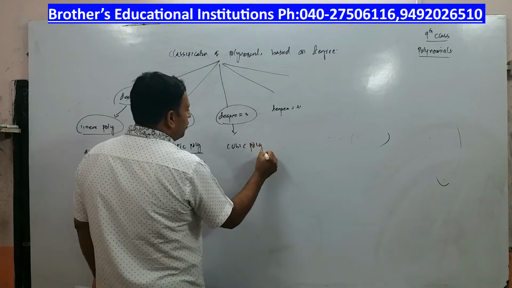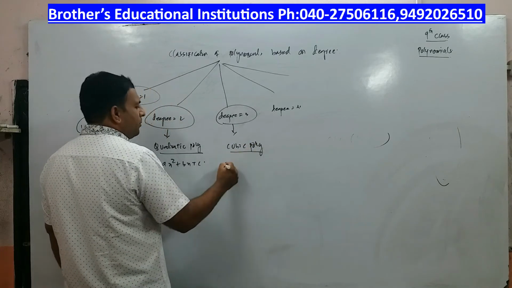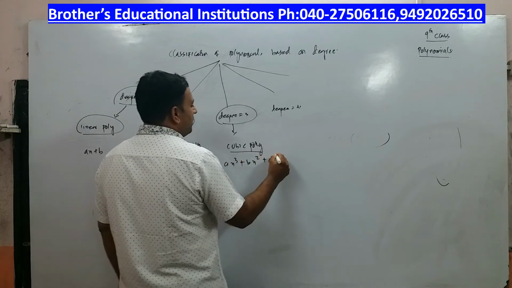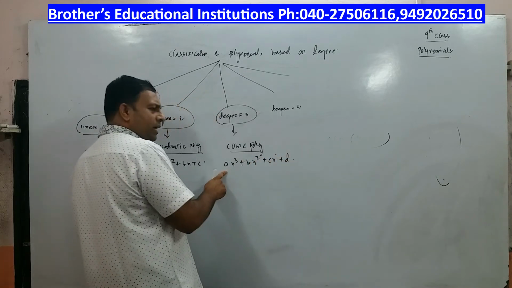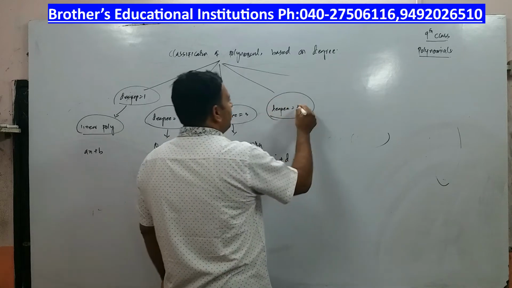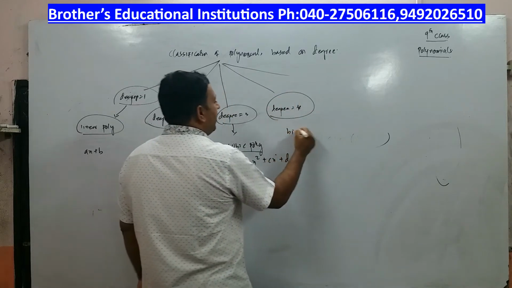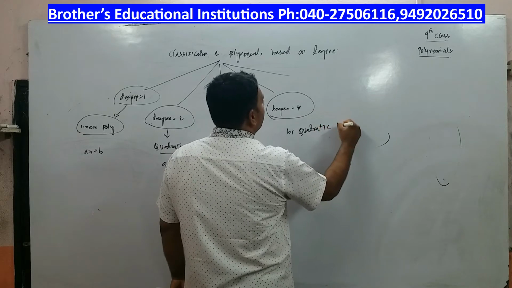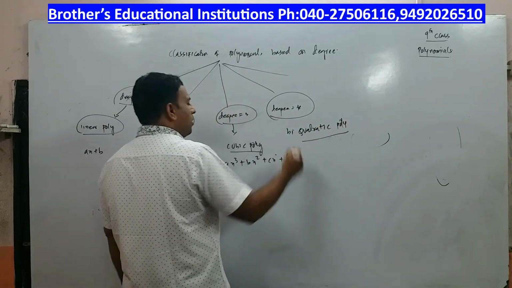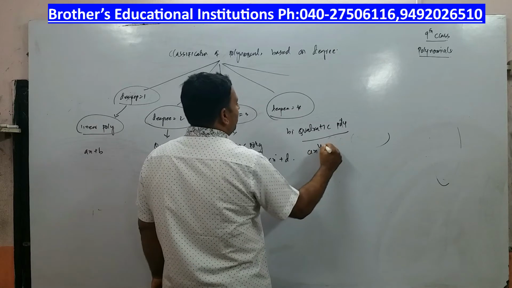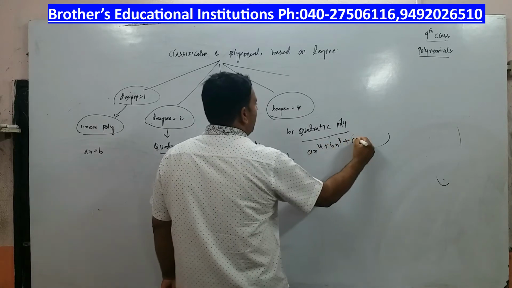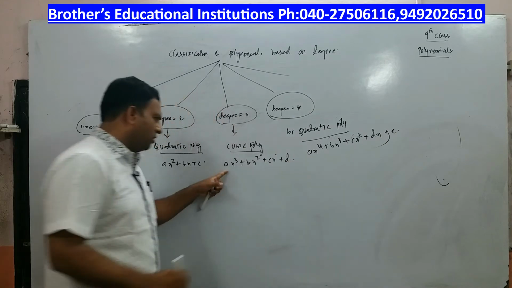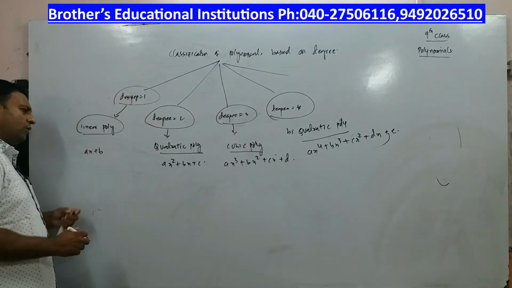What is it called as? Cubic polynomial. Cubic polynomial will be ax cube plus bx square plus cx plus d. Alright, what is important is a not equal to 0. Similarly, if the degree is 4, it is called as biquadratic. What is it called as? Biquadratic polynomial. Biquadratic polynomial means it will be ax power 4 plus bx cube plus cx square plus dx plus e. Here a is not equal to 0. Here also a not equal to 0.